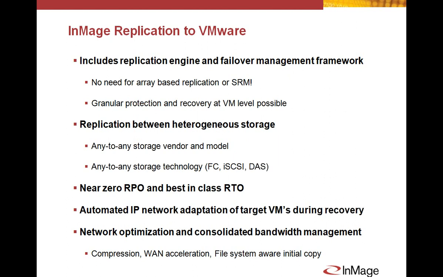And additionally, because we're talking about DR to a second site, we perform a lot of network optimization like compression and WAN acceleration built into the product. And additionally, the appliance that is deployed at the primary site can also perform consolidated bandwidth management. So what this means is you can have a policy during business hours that says use only 50% of my available bandwidth for DR purposes, and after business hours use 90%.